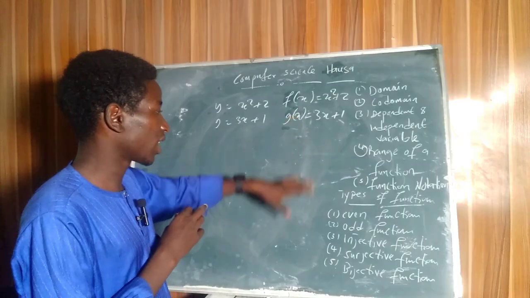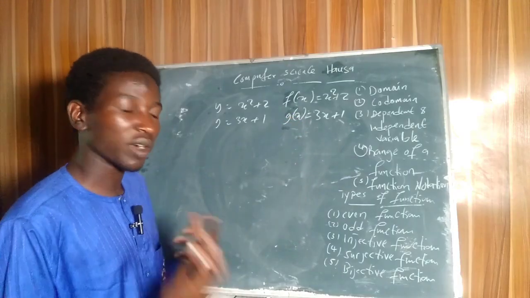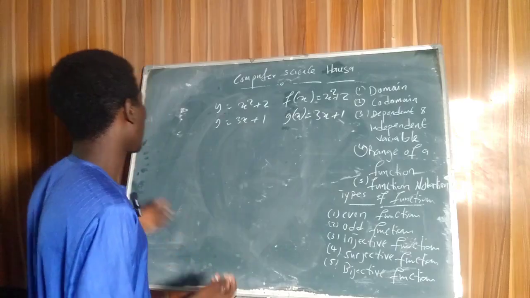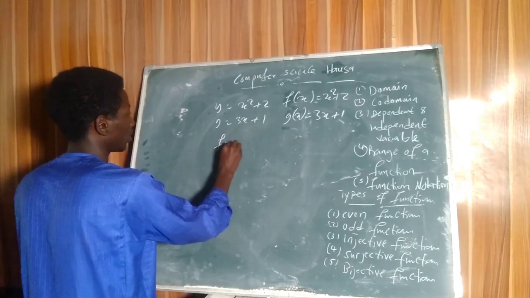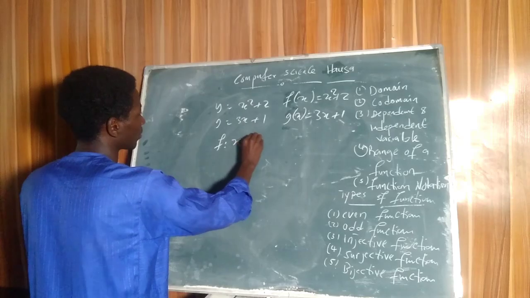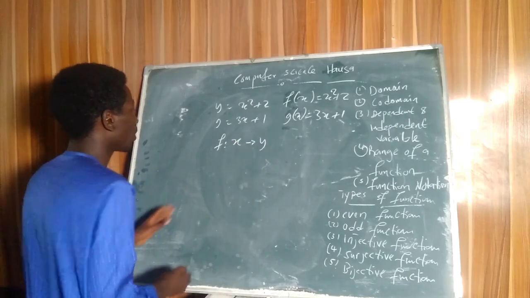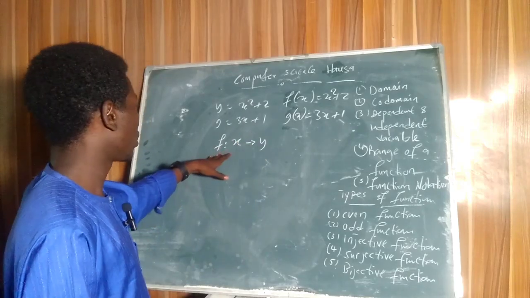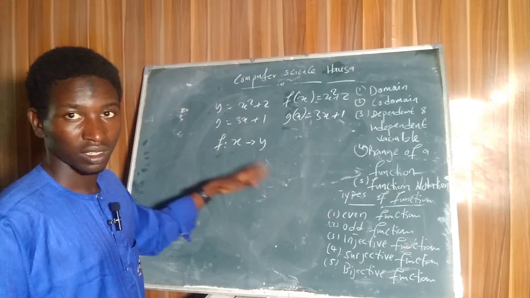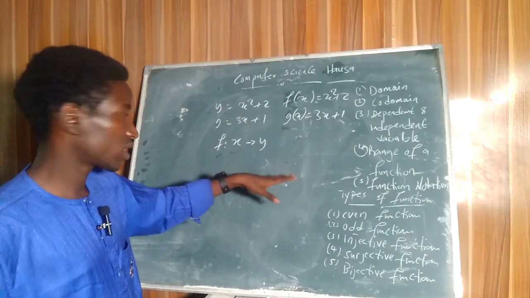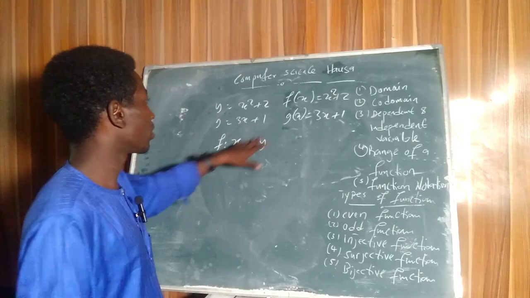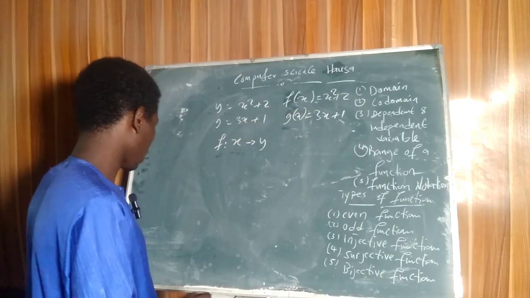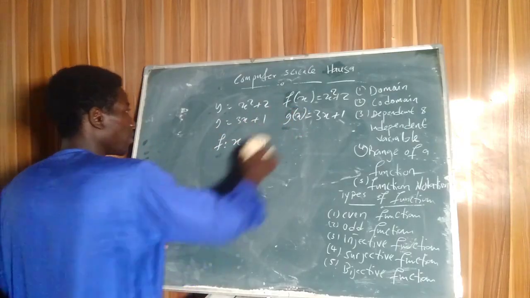That is how you write a function. Then you can also use something called arrow notation. When doing mapping, you will see f: x to y, that is, a function f from x to y, that is what it means. So you can use either this or this, but the one preferred is this.